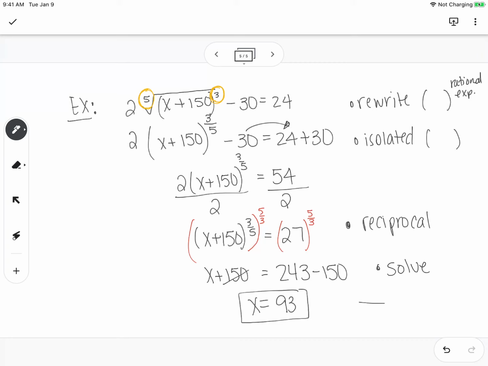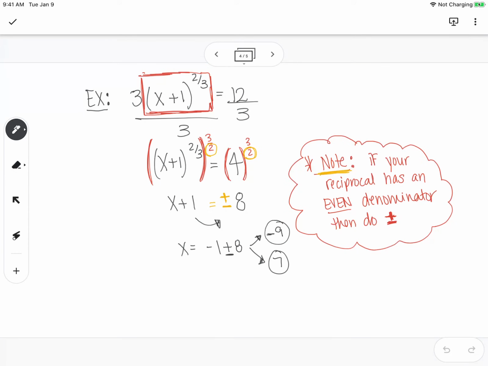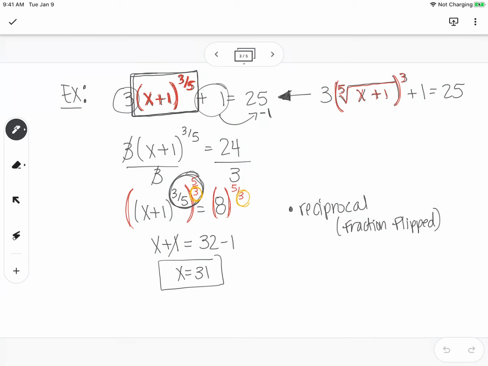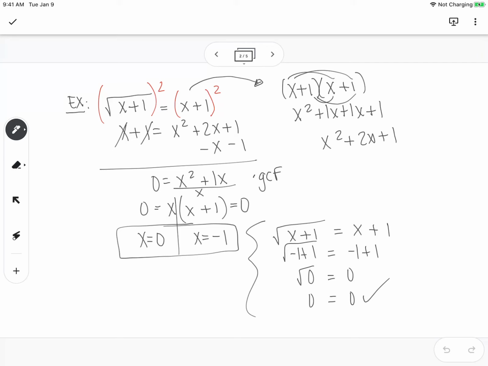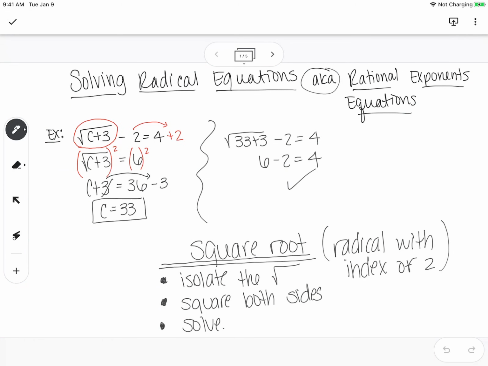So rewrite using a rational exponent, isolate the parentheses stuff, take the reciprocal to get rid of that rational exponent, and then solve it. If it's already written as a rational exponent, then you're ready to isolate and then do the reciprocal. Remember, if the reciprocal is an even number, put the plus and minus. Very, very important note there. And then here it was an odd, so we didn't have to do the plus and minus. And then back to the simple square roots. Be careful here because sometimes you do have to do some solving of quadratic stuff, like factoring, to solve it. Those are more complex ones. And that's just your basic simple one.